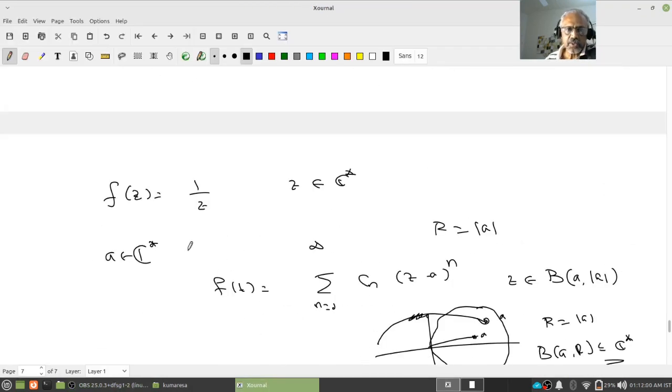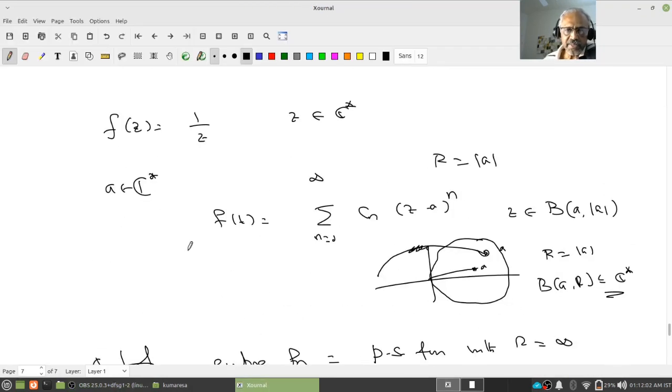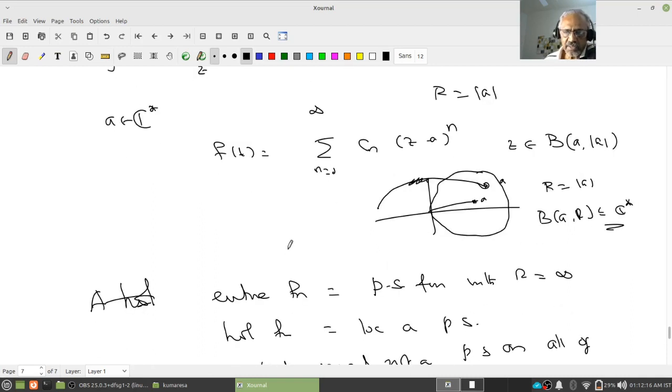Okay, let's go. So let us look at f of z equal to 1 by z, z in C star. Then we saw f of z equal to the sum of c n into z minus a to the power n, n equal to 0 to infinity. This is valid on the open disk B(a, mod a). When we did analytic functions, this was the example I had given. Notice that r equal to mod a is the largest such that B(a, r) is contained in C star, right? So f is represented as a power series only on the disk.